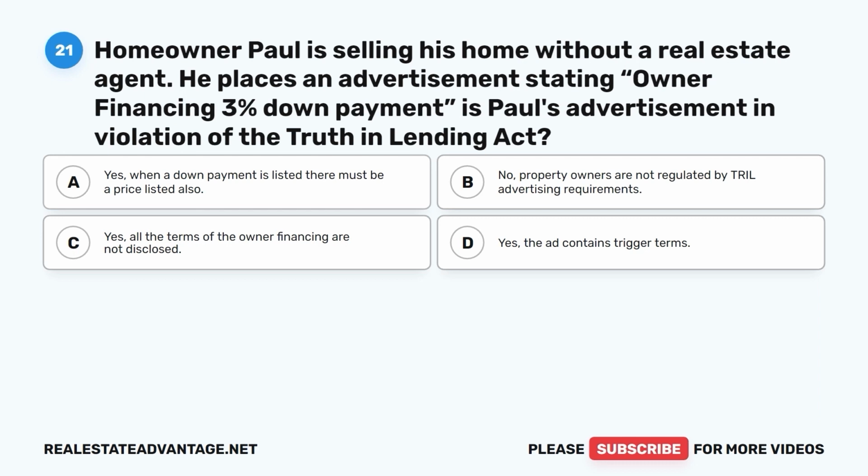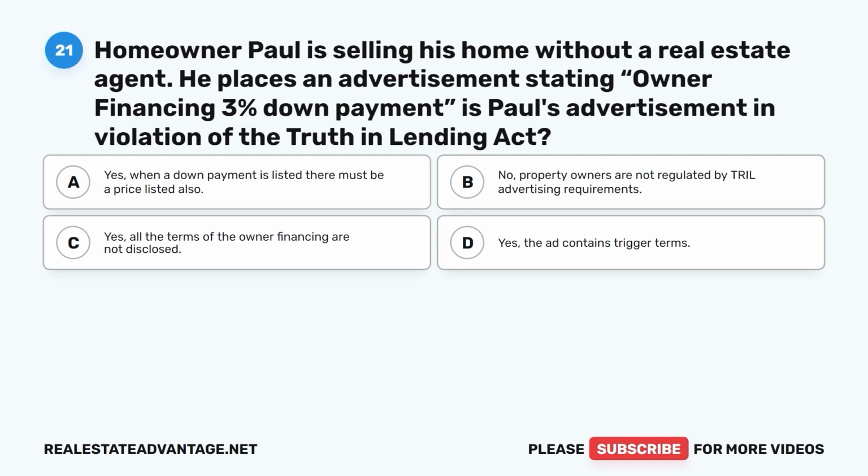Question 21. Homeowner Paul is selling his home without a real estate agent. He places an advertisement stating owner financing, 3% down payment. Is Paul's advertisement in violation of the Truth in Lending Act? A. Yes, when a down payment is listed, there must be a price listed also. B. No, property owners are not regulated by TILA advertising requirements. C. Yes, all the terms of the owner financing are not disclosed. D. Yes, the ad contains trigger terms.